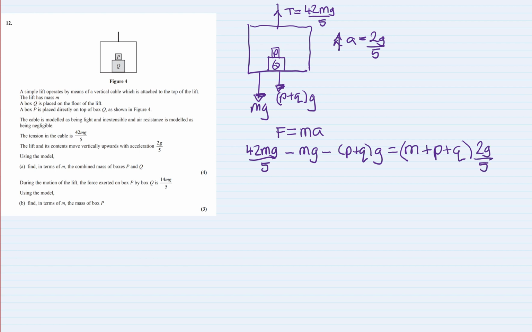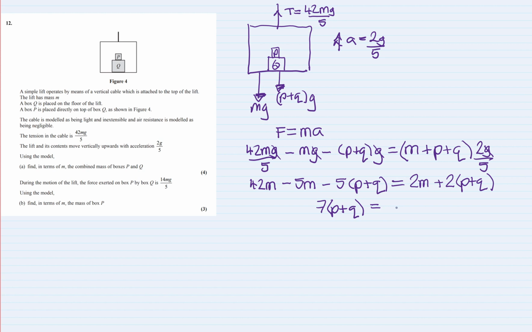So I'm going to simplify this. I'm going to cancel out the g's because they appear in every term, and I'm going to multiply through by 5. So I'm going to get 42m minus 5m minus 5(p plus q). My combined mass is p plus q, so I'm going to leave that unexpanded. That gives me 2m plus 2(p plus q). So if I simplify this, I'm going to get 7(p plus q) equal to 35m, which gives me that combined mass of P and Q as being 5m. So that's all I needed for part A.